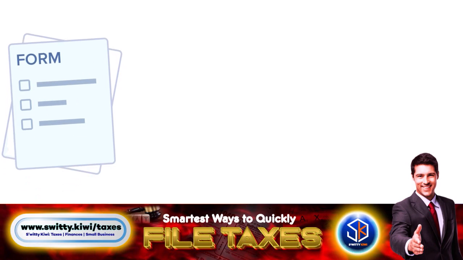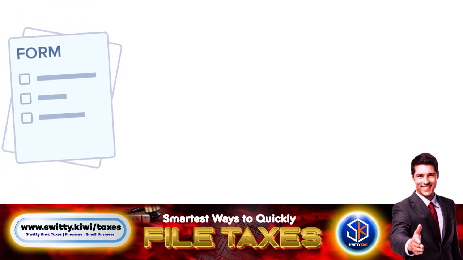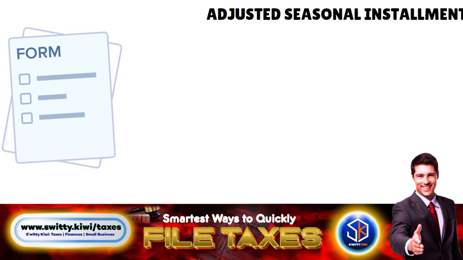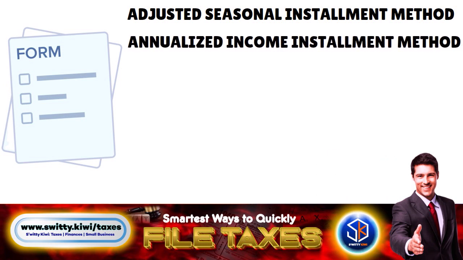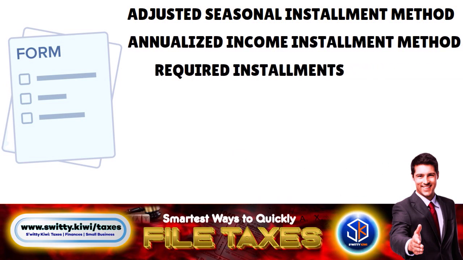So the form itself is pretty self-explanatory in terms of all the instructions. You got to multiply this by this. You got to subtract. So yeah, this is pretty straightforward. But there is one thing you need to really understand: when it comes to the installment method, you have the adjusted seasonal installment method I showed you before. You have the annualizing income installment method, and you have the required installments.